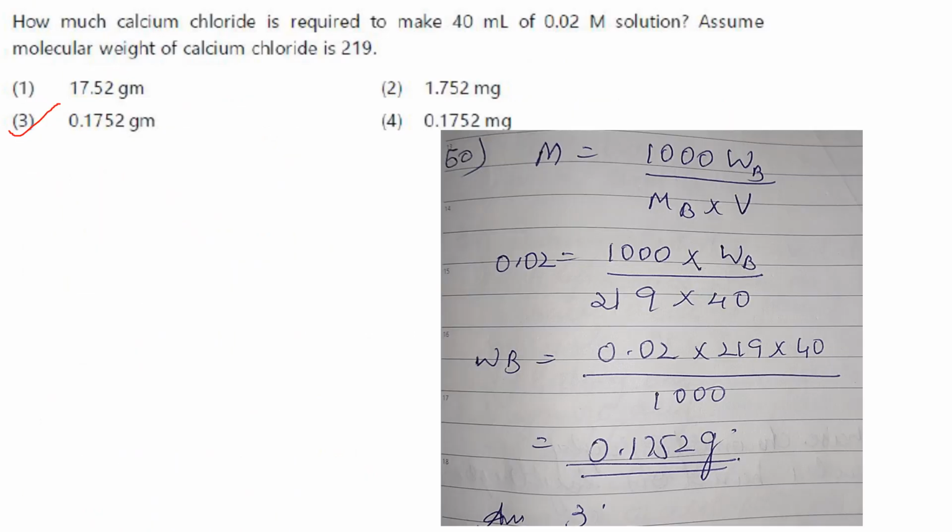Then next one, how much calcium chloride is required to make 40 ml of 0.02 molar solution? Assume the molecular weight of calcium chloride is 219. For molarity you have a formula, M = 1000 Wb / (Mb × V), where M is molarity, Wb is the weight of the solute required, Mb is the molecular weight of the solute, and V is the volume of the solution. Now substitute and calculate for Wb. You will get the answer as 0.1752 grams. Answer is option 3.